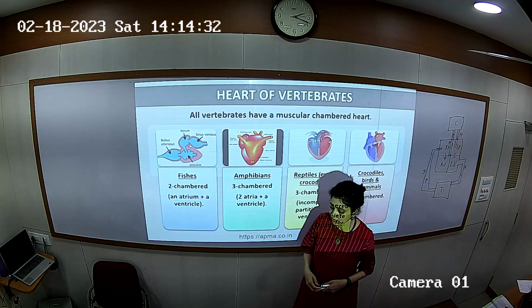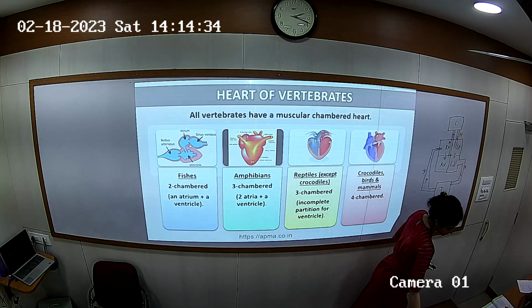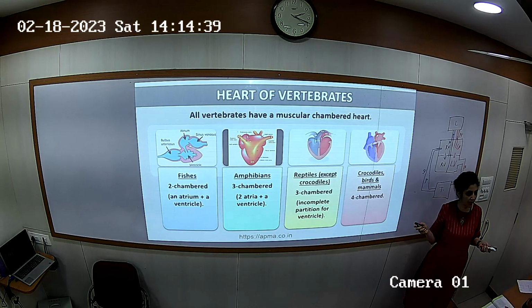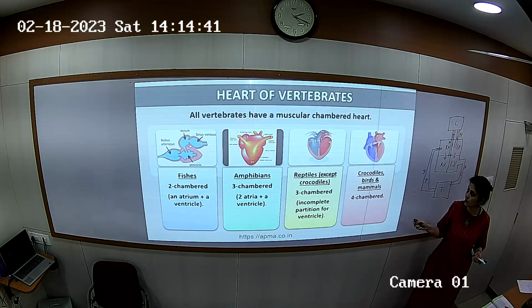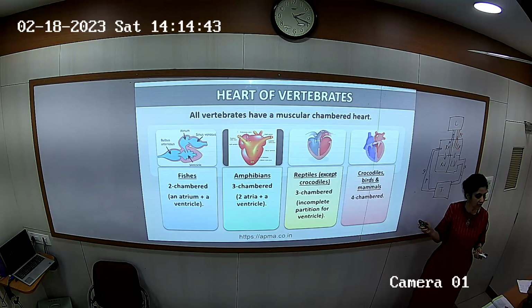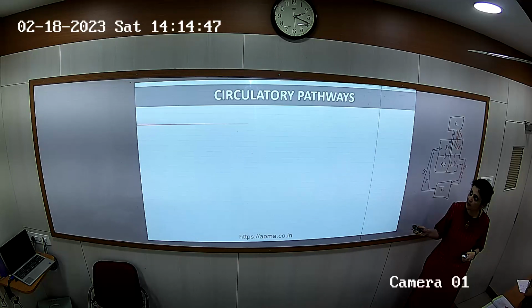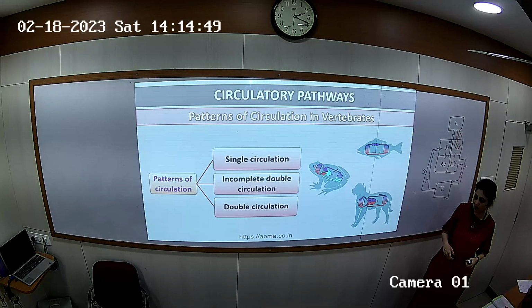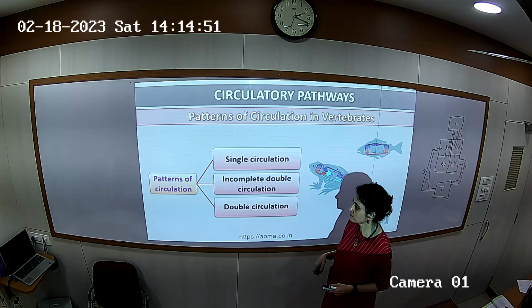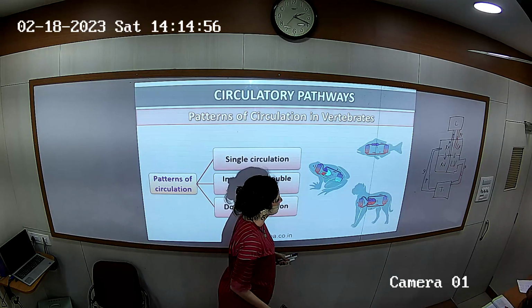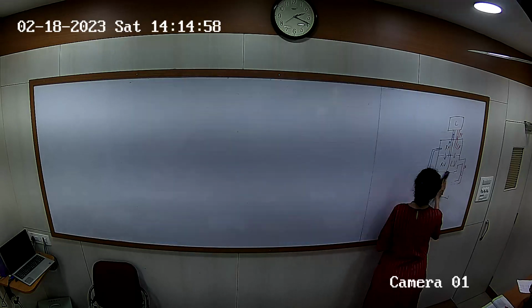Circulation: in whom do we see double circulation? We see it in all the animals who have a four-chambered heart. Okay? So who are the animals? Mammals and crocodiles. Okay. Now imagine if there are only two chambers. What will happen? If there are only two chambers, instead of four chambers, what will happen?